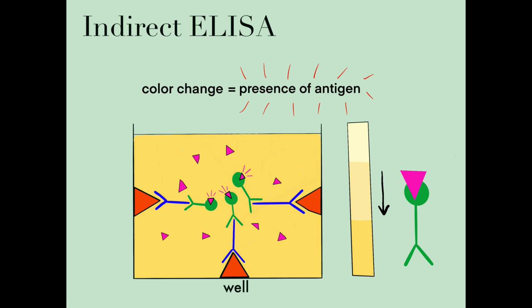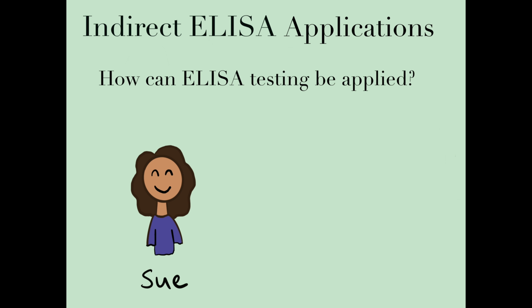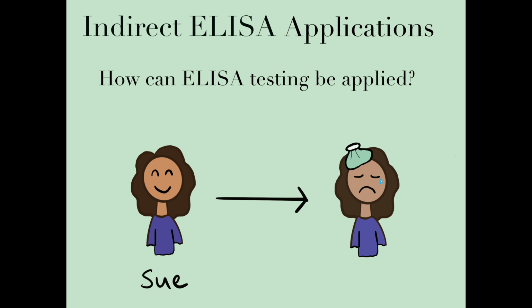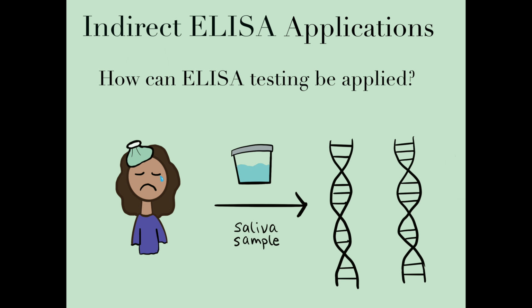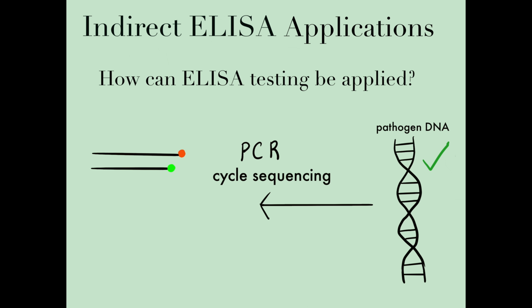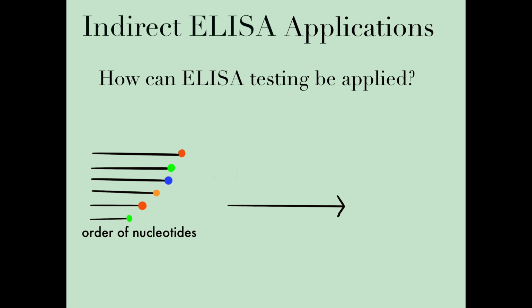So how can ELISA testing be applied? Well, in a local college dorm, there was an outbreak of an unknown disease affecting Sue Smith. Medical professionals analyzed a sample of Sue's saliva and isolated the pathogen DNA from hers. Through PCR cycle sequencing, the sequence of the pathogen's nucleotides or genetic code was discovered and analyzed with BLAST.